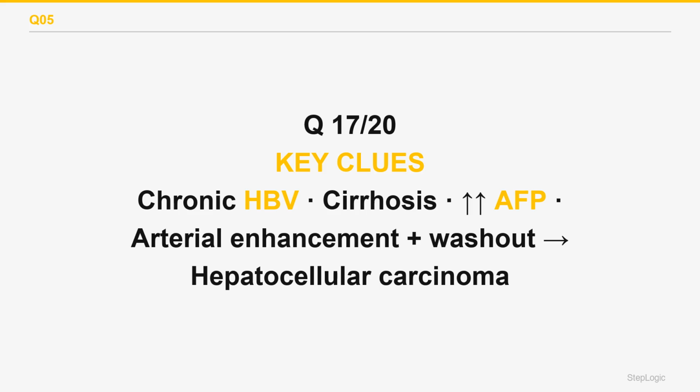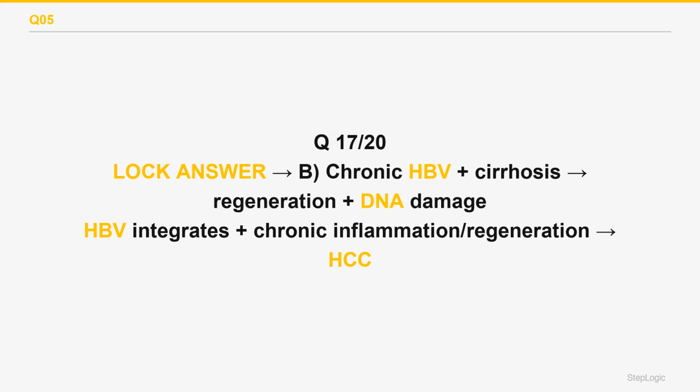Alpha-fetoprotein is the classic tumor marker, while aflatoxin from Aspergillus, choice A, is a real HCC risk factor that causes a specific p53 mutation. This patient's stated history is chronic HBV and cirrhosis, the most direct contributor here. The arterial enhancement with washout plus a high AFP in a cirrhotic patient is essentially diagnostic of HCC.